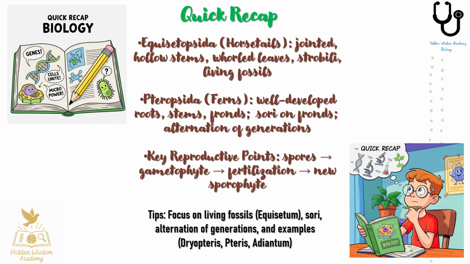Let's quickly recap Pteridophytes classification part 2. Equisetopsida or horsetails have hollow, jointed stems, whorled leaves, and reproduce by spores and strobili. They are living fossils. Pteropsida or true ferns have roots, stems, and fronds. Spores are in sori, and their life cycle shows alternation of generations. Key examples for NEET: Equisetum, Dryopteris, Pteris, and Adiantum.